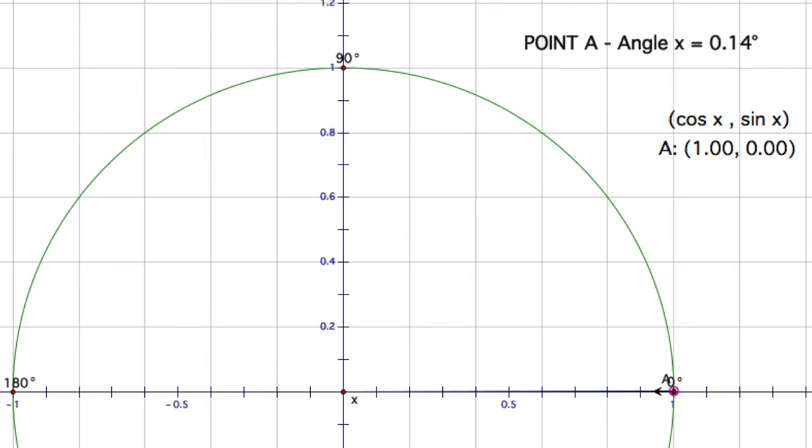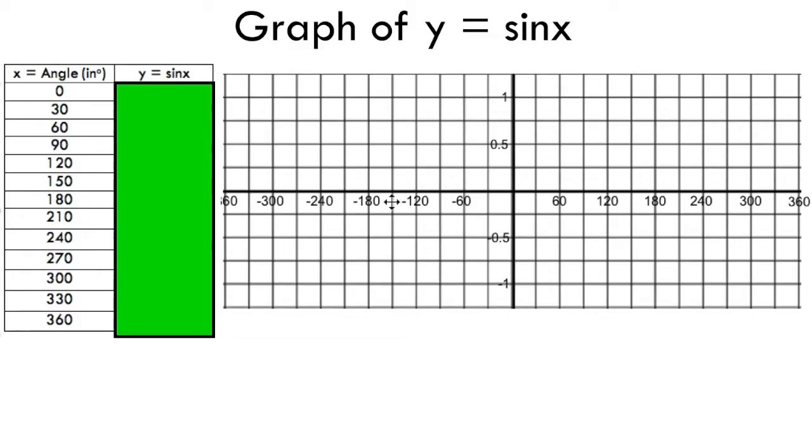So for trigonometric functions, what I'm doing is rotating this arm around the circle. I can take that angle x and substitute it into either of these functions, and I'm going to get something out. And what we do is we take these angle values and output values and we plot them on a graph, and we have a trigonometric function. So let's start by taking a look at the graph of sine of x.